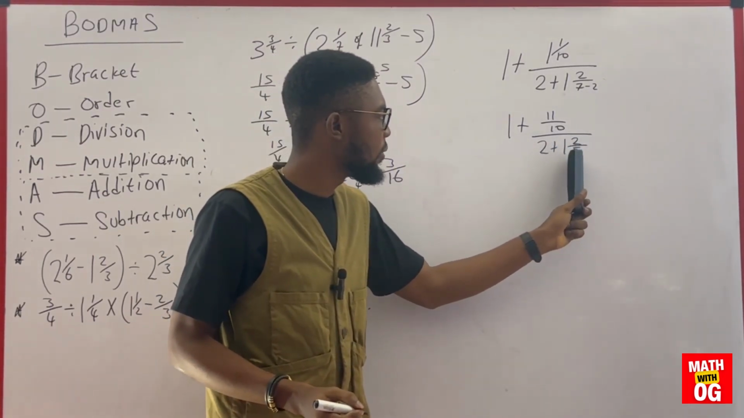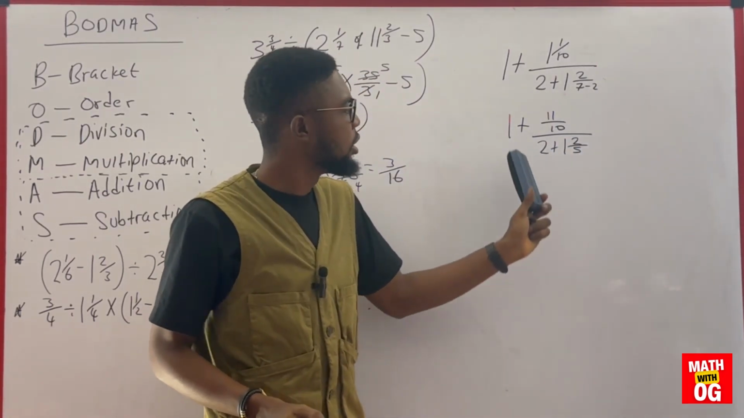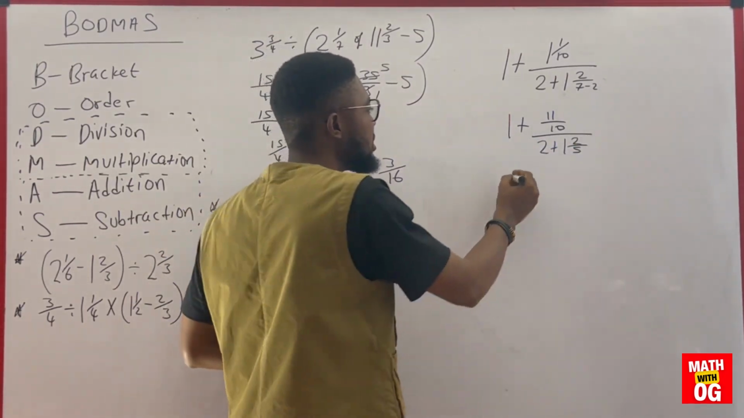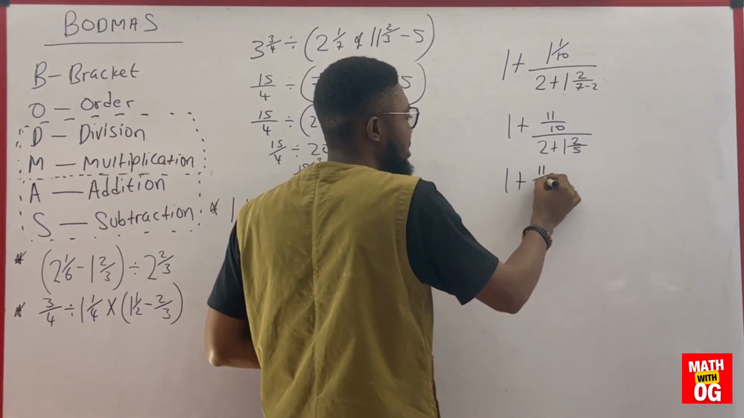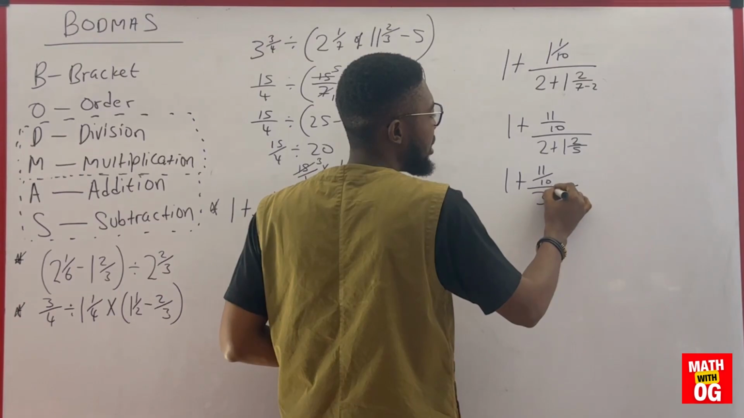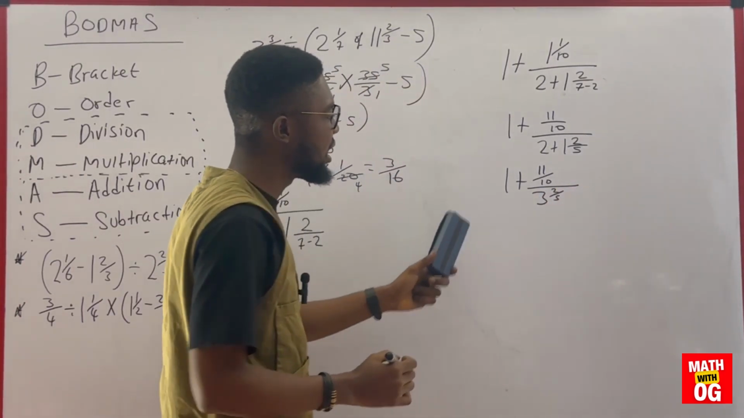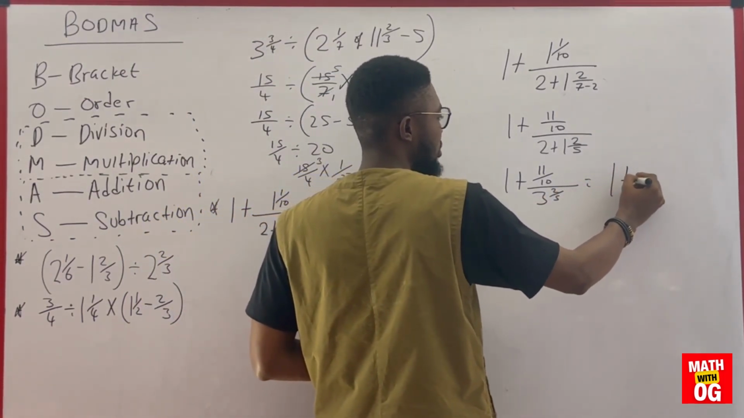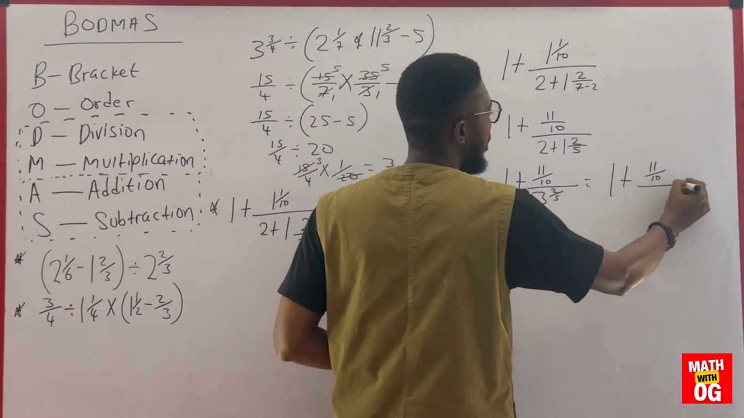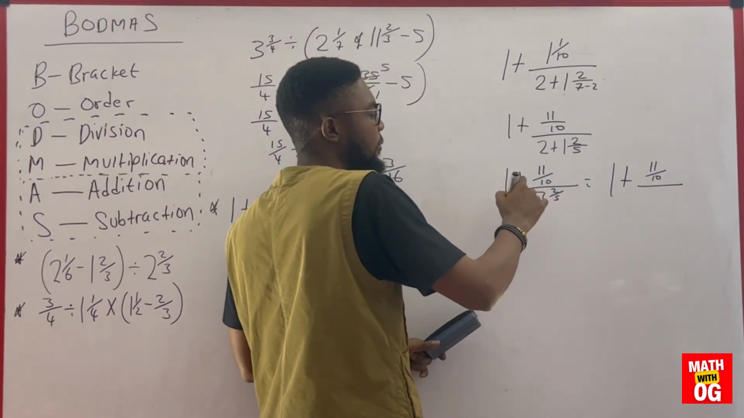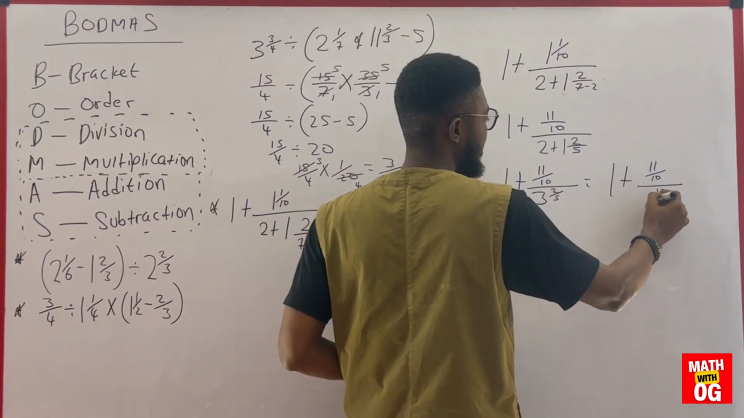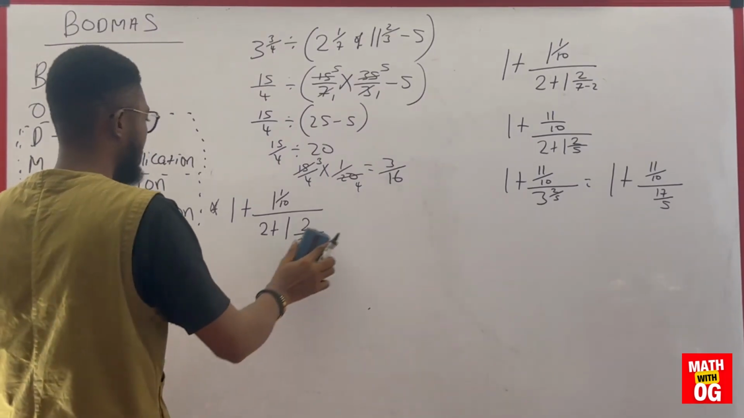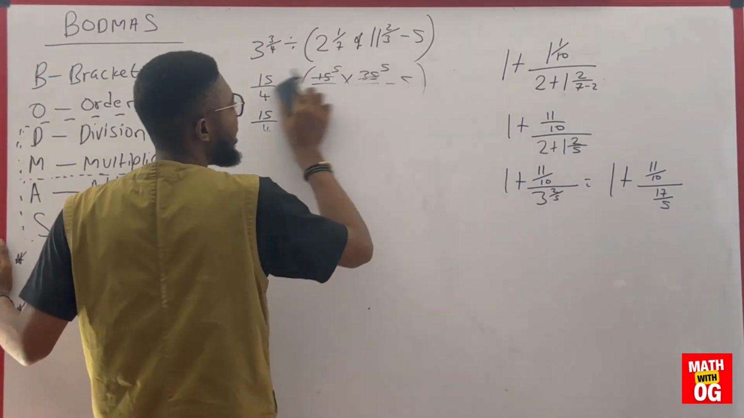Remember, 1 whole number 2 over 5 is the same thing as 1 plus 2 over 5. So 2 plus 1 is 3. So we'll be left with 3 whole number 2 over 5. So this is simply 1 plus 11/10 all over 3 whole number 2 over 5. Now let's change this guy to improper fraction. So this will give us 1 plus 11/10 all over 5 times 3 is 15, 15 plus 2 is 17. We have 17/5. Now before we proceed, let me mention some things under fraction.